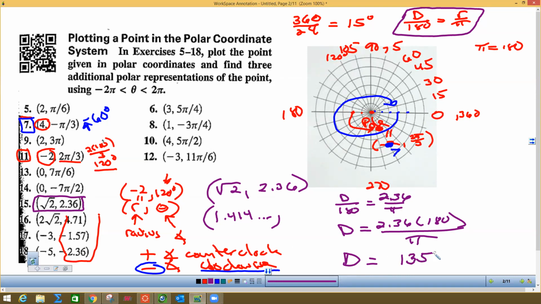135 degrees. Now, 135 degrees is right here, okay? Which is 3 pi over 4. If you take 3 pi over 4 on your calculator, it's going to be that number, 2.36 something. That's 3 pi over 4 rounded to the hundredths place.